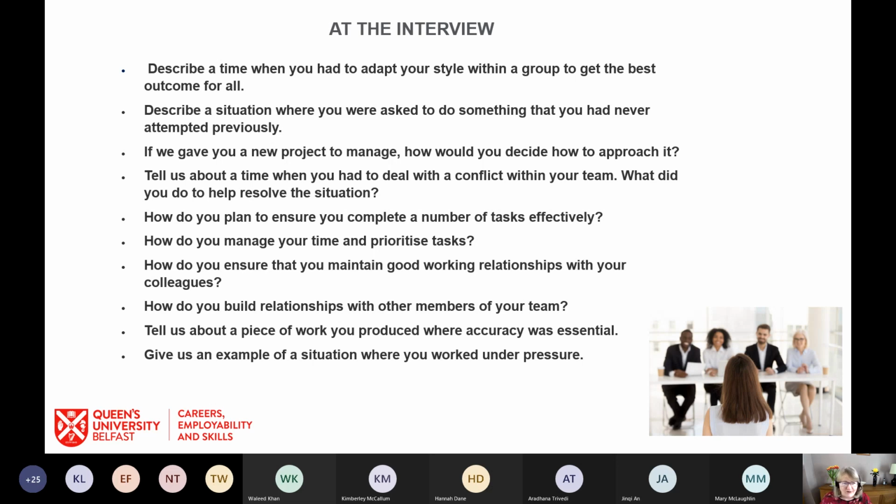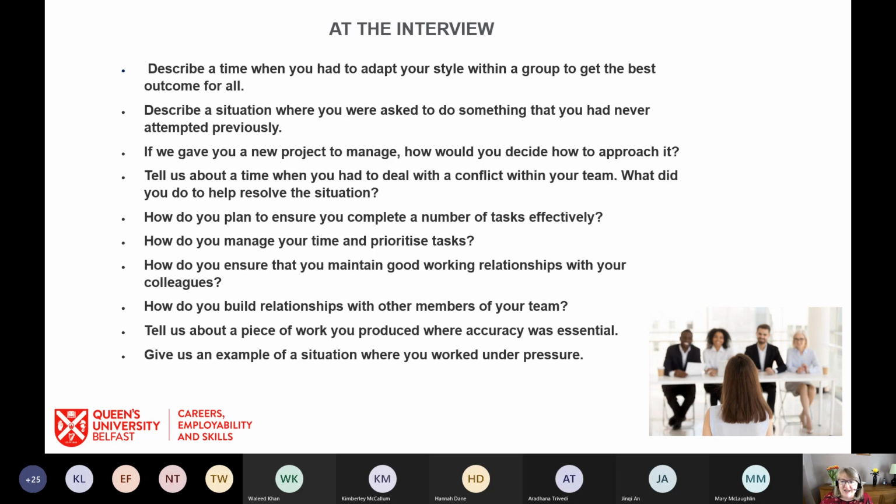So it might be something around the 16 personalities. It might be something around people who have no knowledge of a subject or something like that. It doesn't all have to be about this particular aspect of the employability skills here. You know, look at these questions quite widely and look at how you would like to be able to answer them. Describe a situation where you were asked to do something that you had never attempted previously.